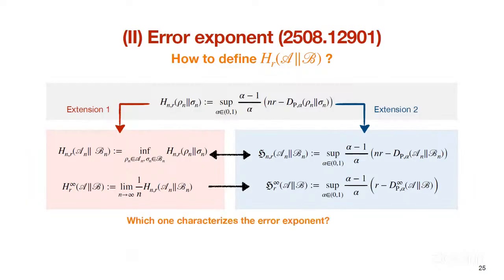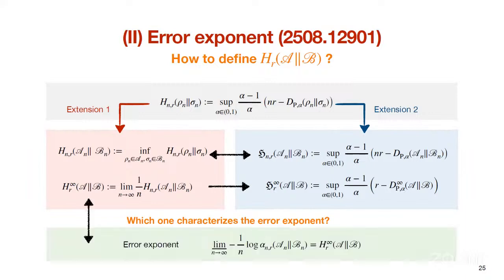And now you can ask the question, which one is the truth, that characterizes the optimal performance in the asymptotic case? And we show that the left-hand side is the truth. So the optimal type 1 error probability, when n goes to infinity, will converge to the extension on the left-hand side. So this is the first main result.